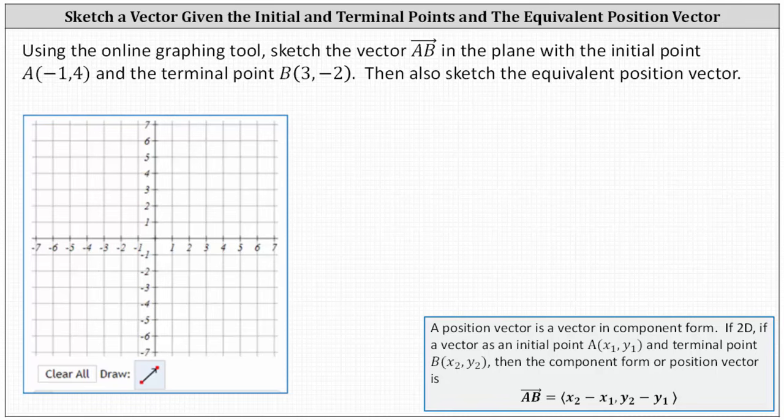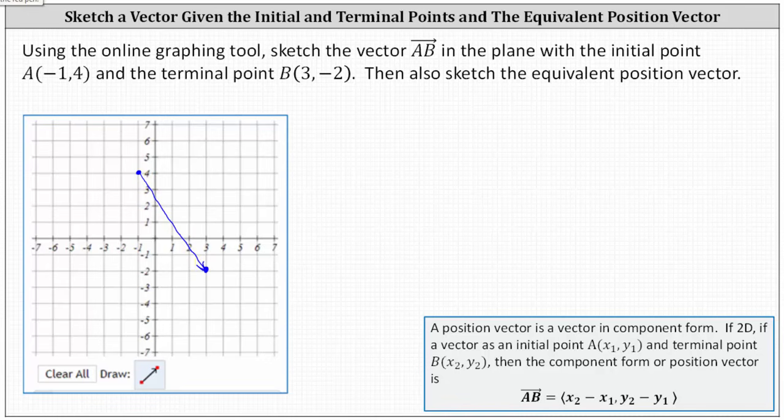To begin, we plot the initial point (-1, 4). Next, we plot the terminal point (3, -2). And now we sketch the vector starting at the initial point and ending at the terminal point. This is the vector AB.